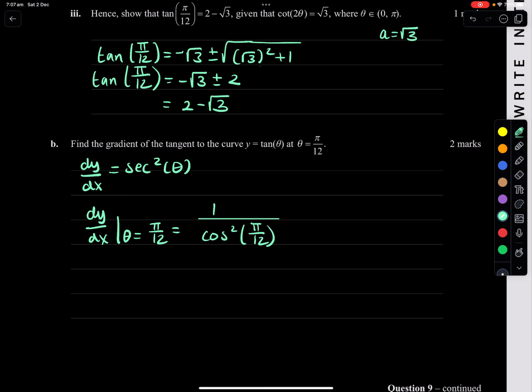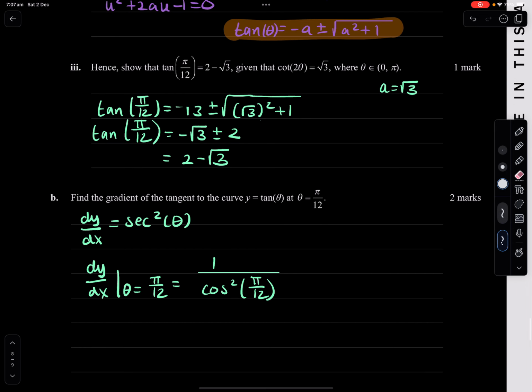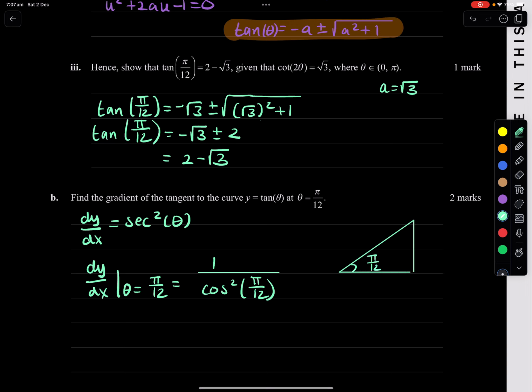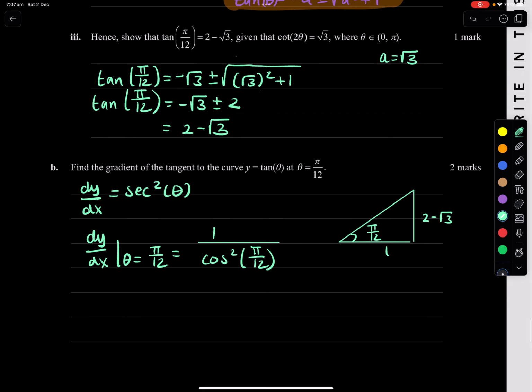Okay, and we don't know what cos squared pi over 12 is actually. But guess what? We have this over here. So we can make a right-angled triangle. Say this angle over here is pi over 12. Imagine this is divided by 1. So tan is opposite over adjacent, so the opposite is 2 minus root 3, and the adjacent is 1. And imagine finding the hypotenuse using Pythagoras' theorem here.